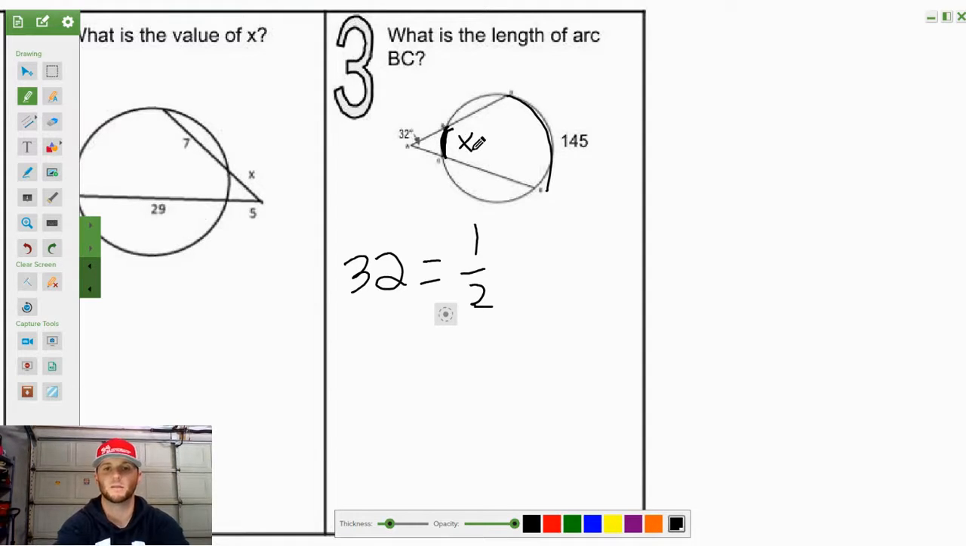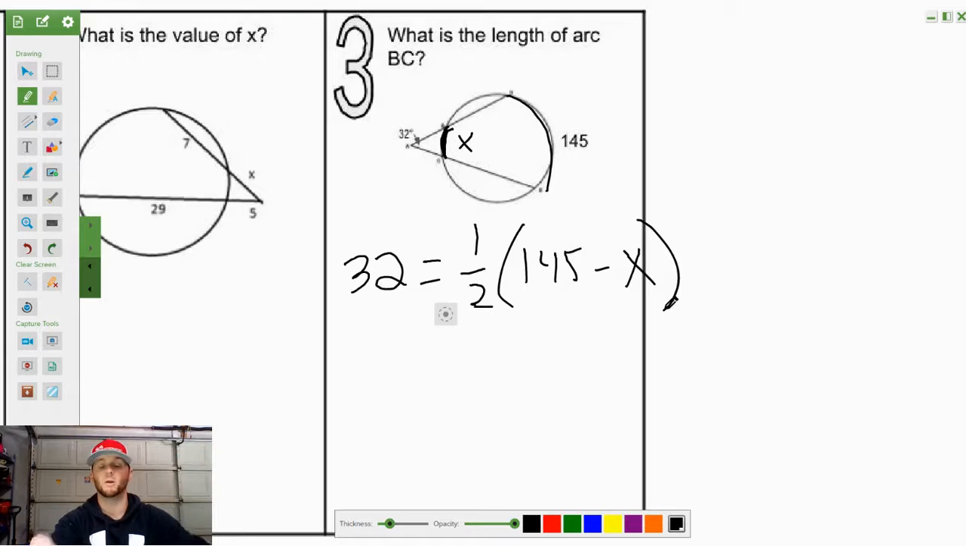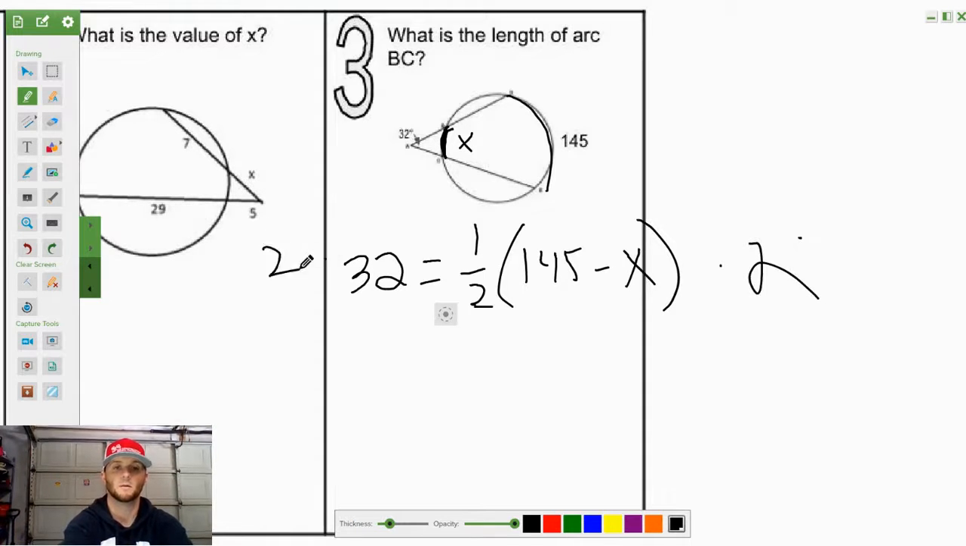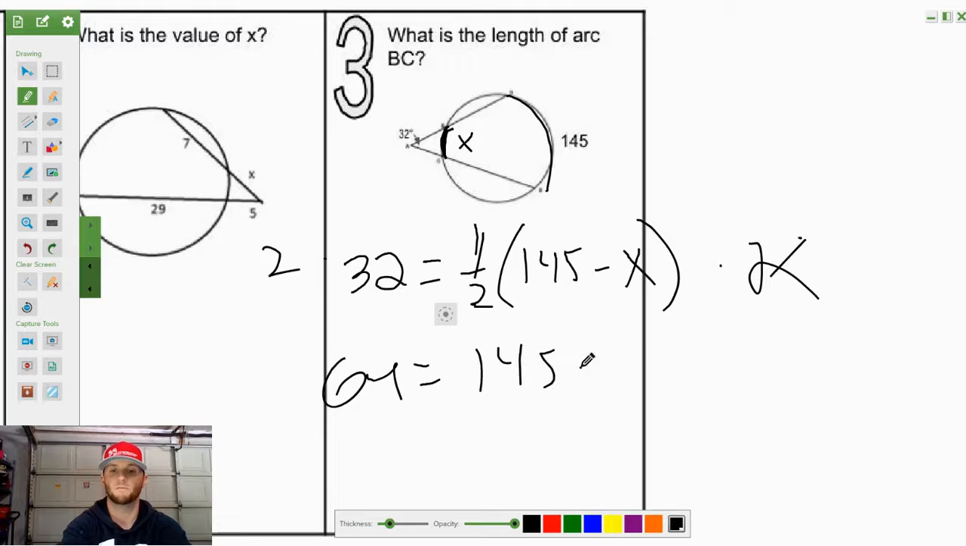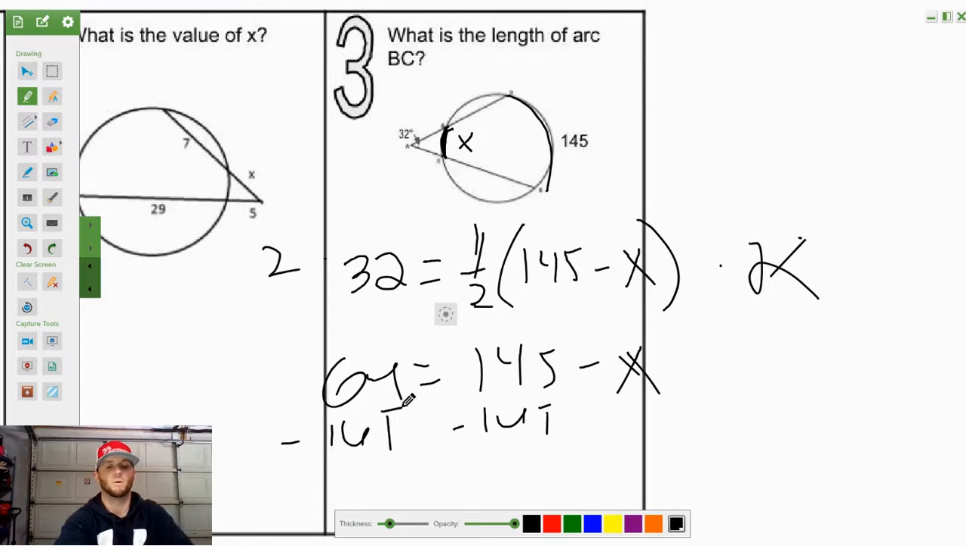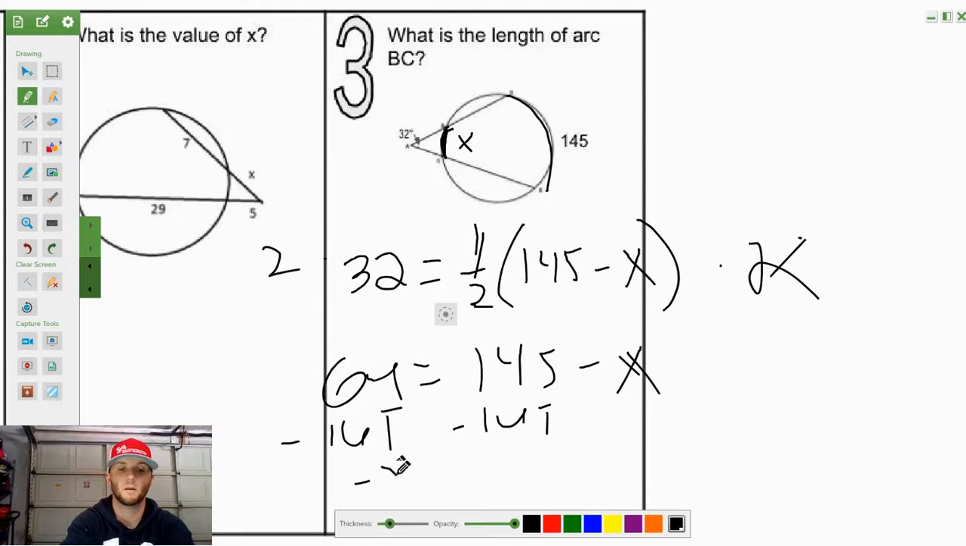So I'm going to represent that as x. So I'm going to take this bigger arc, which is 145, and I'm going to subtract x right here, okay? So right now I'm going to get rid of the 1/2 by multiplying by 2 on both sides, okay? So 2 times 32 is going to give you 64, and then the 2 is going to get rid of that 1/2 there. So I'm going to get 145 minus x, okay? And so now I'm going to subtract 145 on both sides. So 64 minus 145 is going to give you negative 81.